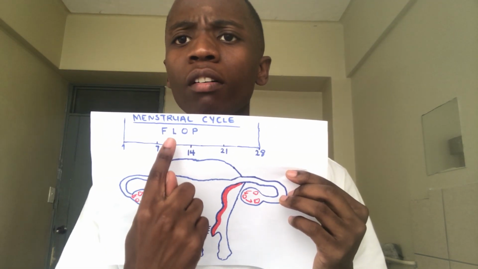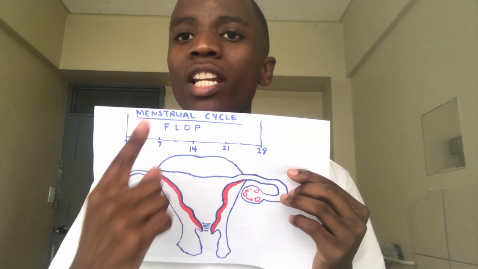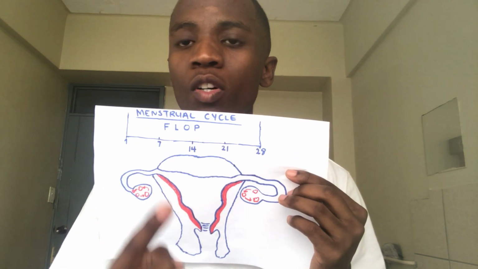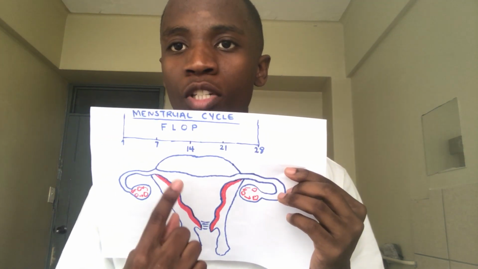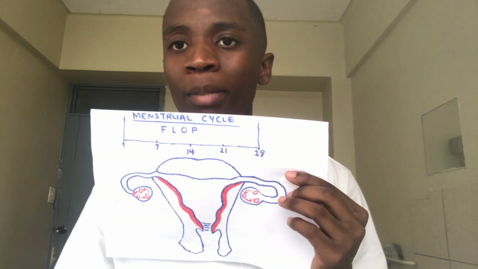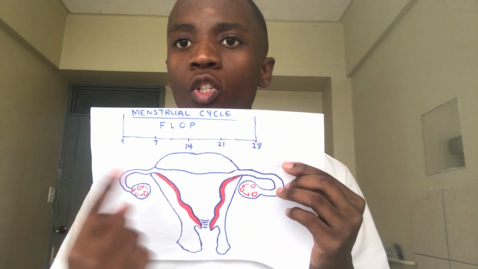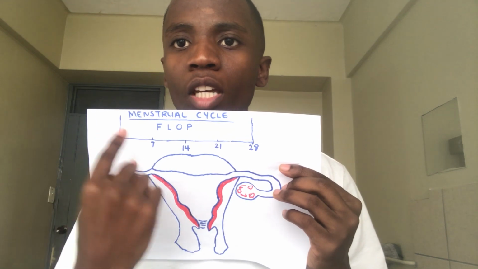So let's move to the luteinizing hormone. The luteinizing hormone is responsible for stimulating ovulation at day 14. But we're going to discuss that, don't worry. So let's move to the estrogen.